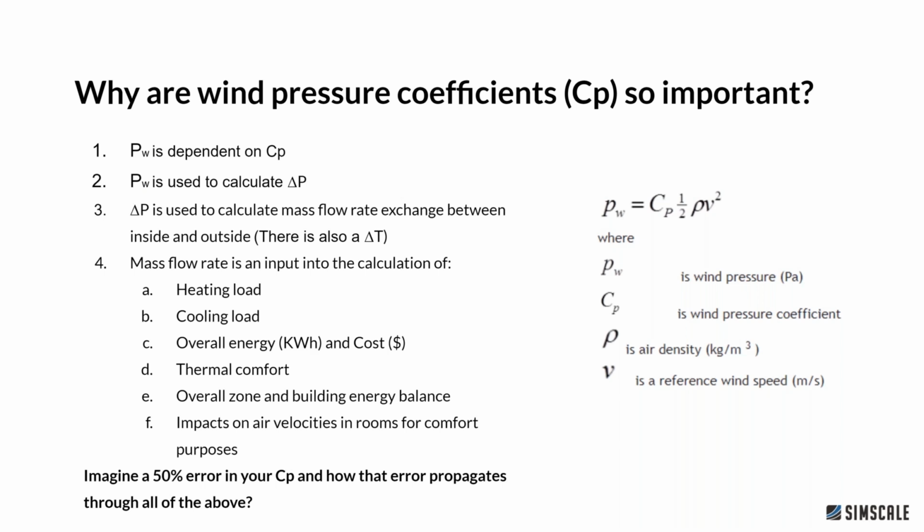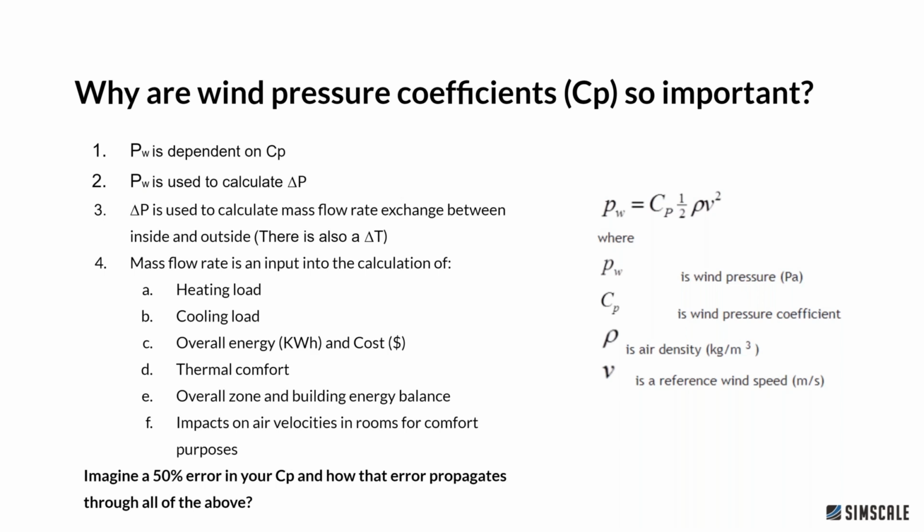So then the delta P is used to calculate your mass flow rate exchange between the inside and outside of the building, right? And obviously there's temperature differences. Obviously the inside of your building is at room temperature and the outside temperature varies throughout the year, every hour, if you're using a dynamic weather file, if you're doing thermal modeling. And what that means is that there's not just a delta P, there's a delta T, okay? So this delta P is then used to calculate how much air is exchanged into and out of the building.